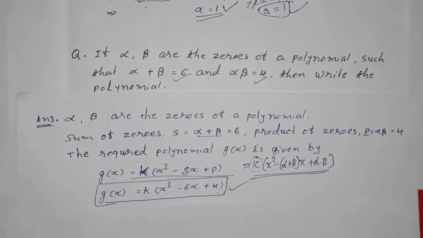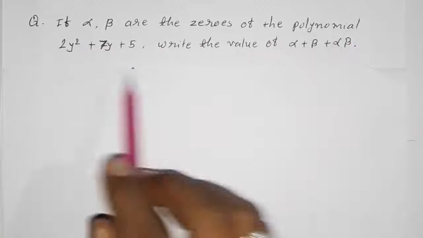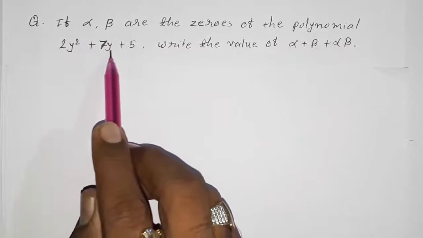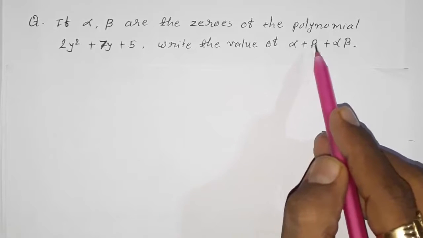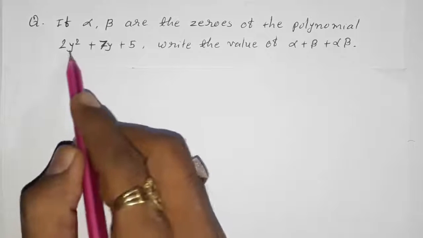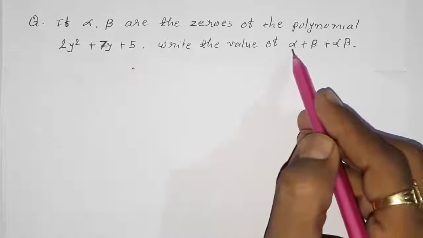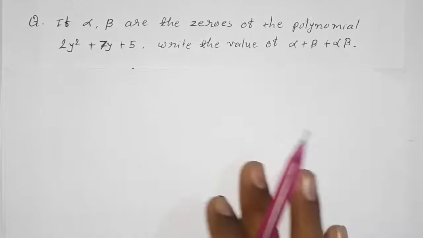Now moving towards the next question. If alpha beta are the zeros of the polynomial 2y square plus 7y plus 5, write the value of alpha plus beta plus alpha into beta. So this is your polynomial and you have to find alpha plus beta plus alpha into beta. So how you can solve this?